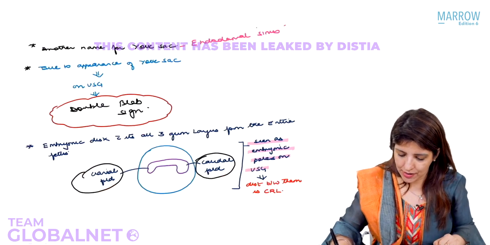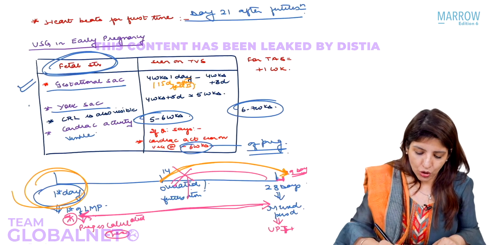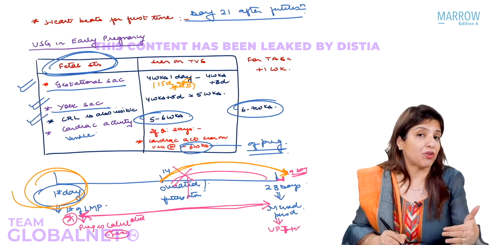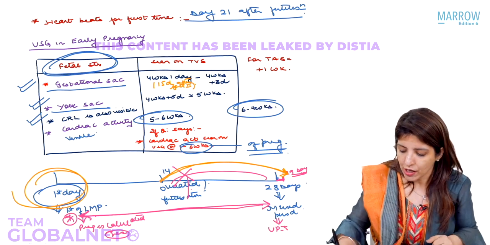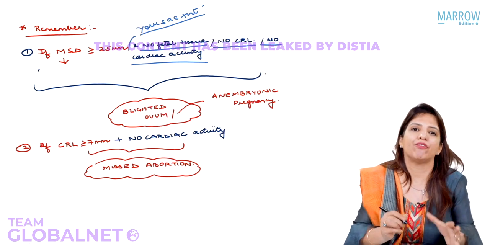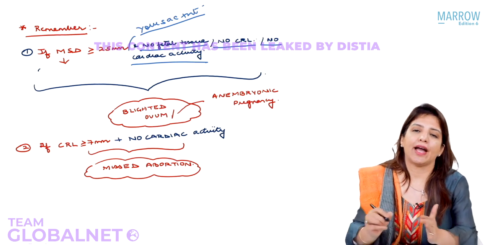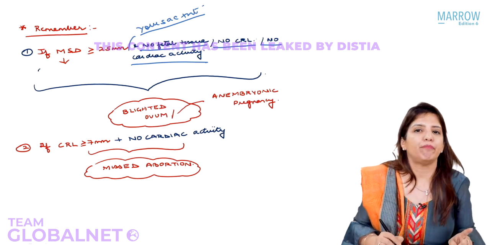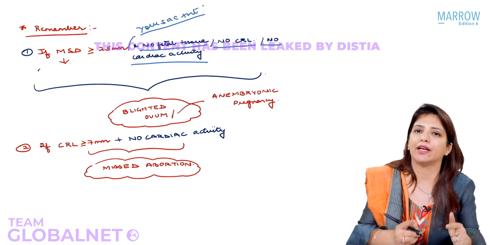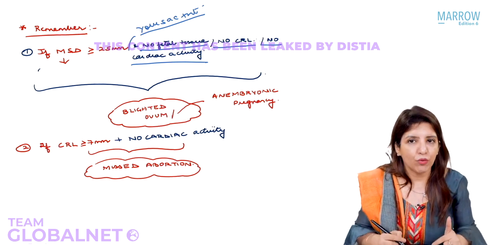Now, the last case is, suppose gestational sac is also present, yolk sac is present, crown rump length is present. Right? Now, after crown rump length, what has to come? Cardiac activity. Now, suppose crown rump length is present and it is more than 7 millimeters. Right? But you haven't got any cardiac activity. So, if crown rump length is more than or equal to 7 millimeters and you haven't got any cardiac activity, that indicates missed abortion. Have you understood?